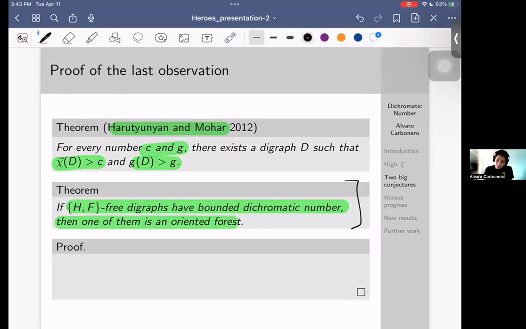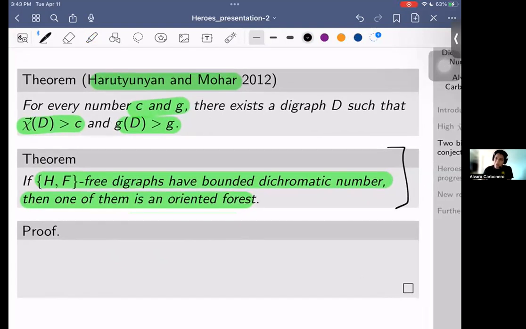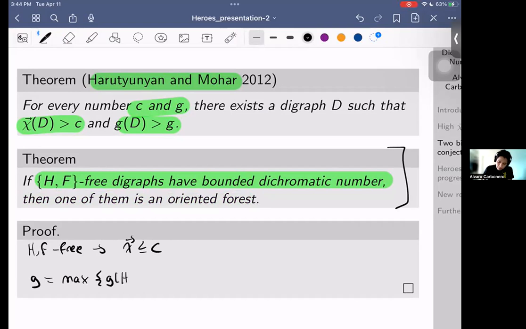We're going to go by contradiction. We're going to assume that this statement is false, and then gather a contradiction. So H-free and F-free digraphs have bounded dichromatic number. Let's say it's C. So if we are H-free and F-free, then the dichromatic number is at most C. And none of them are an oriented forest, so that means that they have a girth. So let's set G equal to the maximum of the girths, the girth of H and the girth of F.